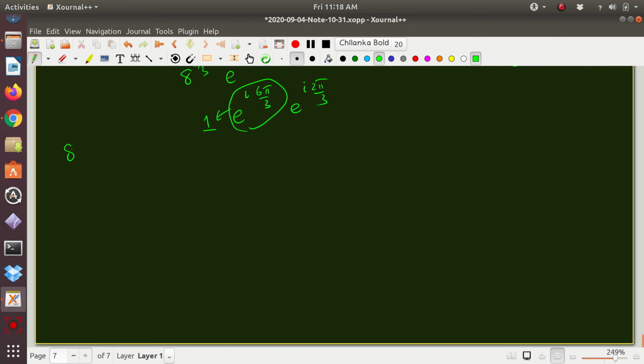So 8 to the 1 by 3 is 2, 2 e to the I 2 pi by 3, and 2 e to the I 4 pi by 3. There are only 3 roots. All the other values of n will give rise to the same roots again. Once again, they'll get repeated, so you're not getting any new information. What is this? This is 2 times minus 1 by 2 plus I root 3 by 2.